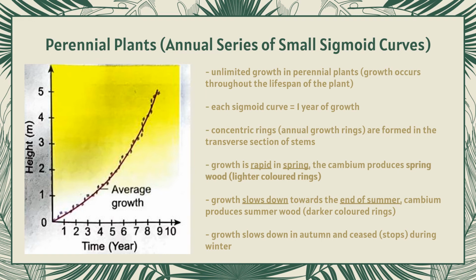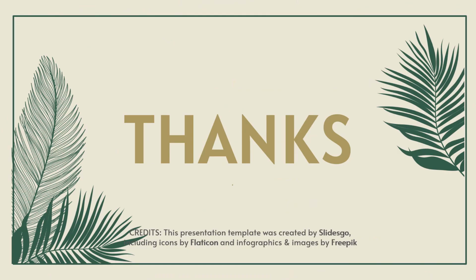The growth is rapid in spring for perennial plants, and the cambium will produce springwood, or lighter colored rings in the stem. Whereas the growth will slow down towards the end of summer, and the cambium of the perennial plant will produce summerwood, which are darker colored rings. The growth also slows down in autumn and ceases during winter because of the harsh environment and unsuitable temperature. That is all for today's class.